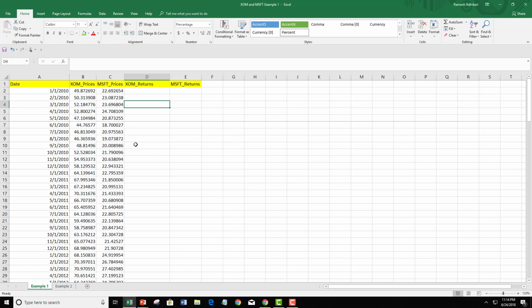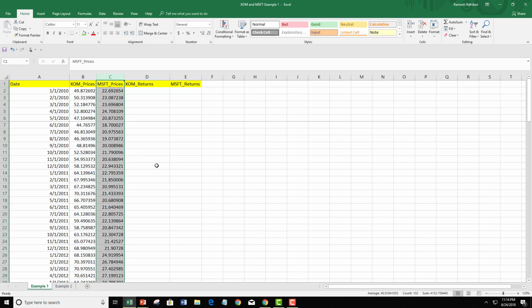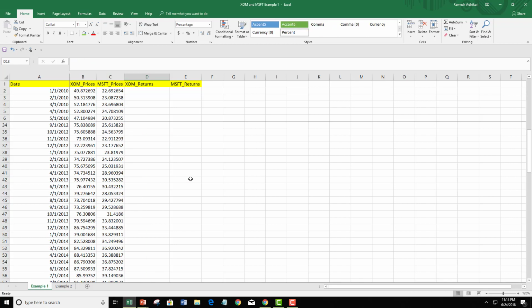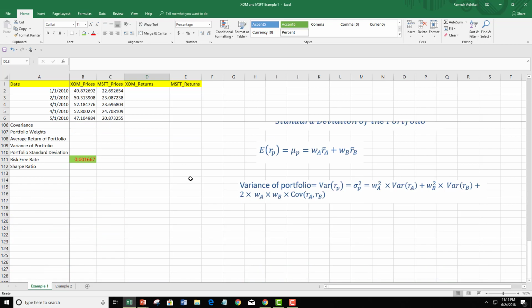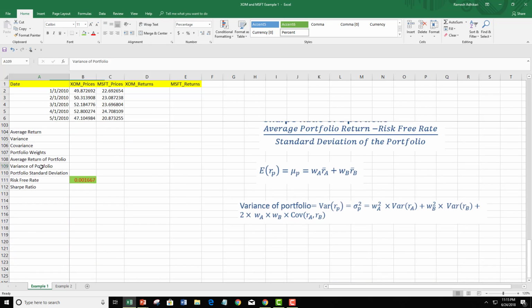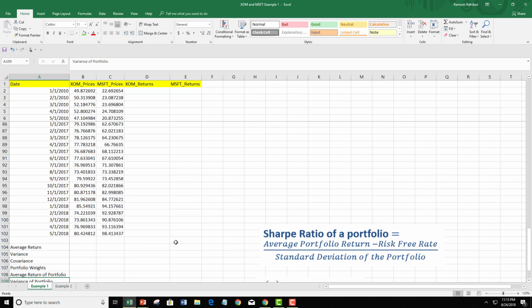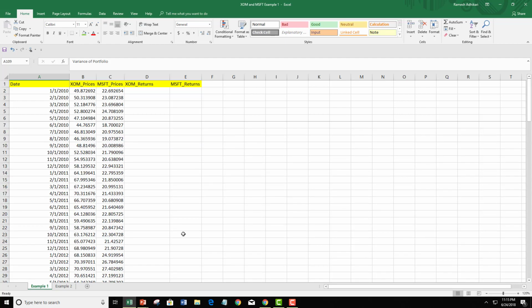So I have here an Excel file, and that has historical stock prices for ExxonMobil and Microsoft. And as we know, this question is asking us to compute portfolio standard deviation, portfolio mean, and Sharpe ratio. So before we answer this question, we need to compute the simple return series, because we are going to use the simple return series to compute portfolio mean and the standard deviation. So first, let's compute simple returns.